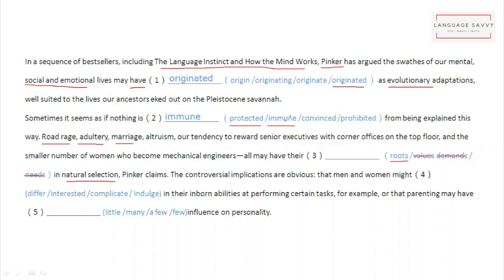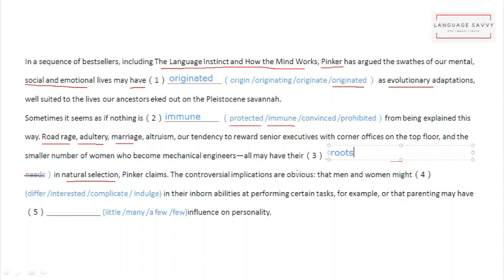So what he was trying to say is that problems like road rage and adultery and marriage and all these problems, they have their roots in natural selection. That is, they may have been caused by natural selection. So Pinker is saying that. So the correct answer is roots.